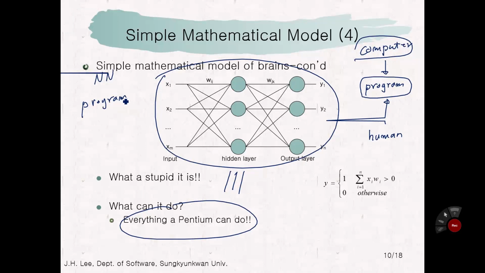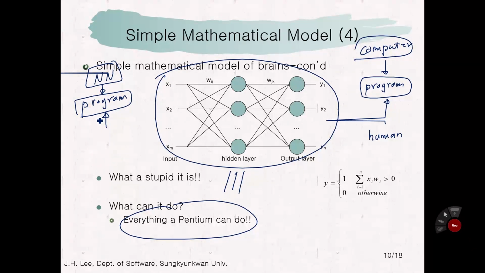Yes, that's true. Why? Computer and neural network are equivalent. So a computer needs a program, and so a neural network needs a program. If you want to use a neural network, you have to make a program. Then there is a difference. Who will make a program for the neural network? Who will make a program for the computer? You have to make it.